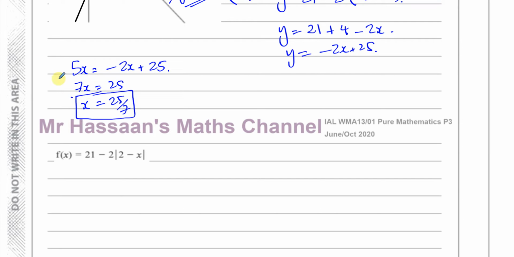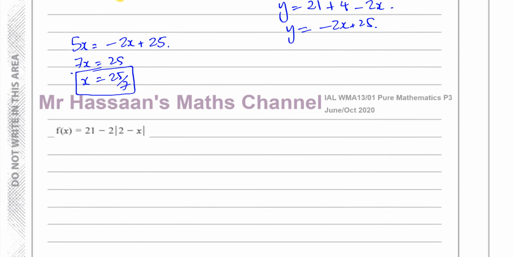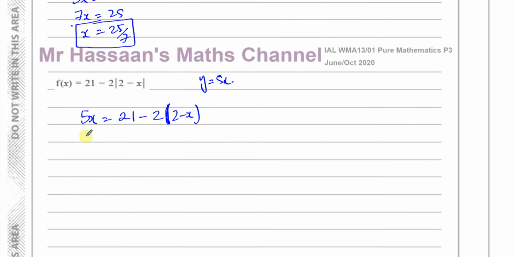Now some students would do this algebraically, and they'll say, okay, let's see where it intersects with y equals 5x. So they'll say, okay, let's make 5x equal to 21 minus 2 times the modulus of 2 minus x. Okay, so they'll take this first, and they'll say, okay, that's 5x equals 21 minus 2 plus 2 minus 4, plus 2x, and then they'll say, okay, that means 3x is equal to 17, so x is equal to 17 over 3.